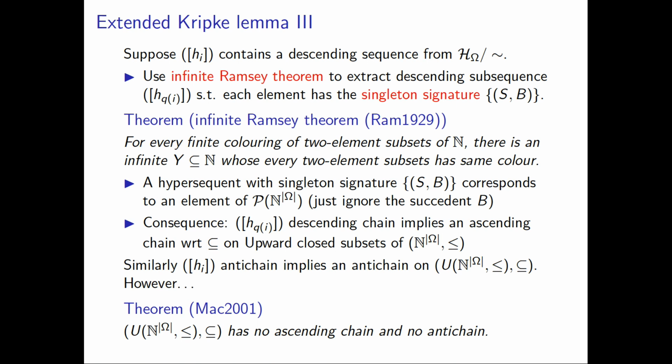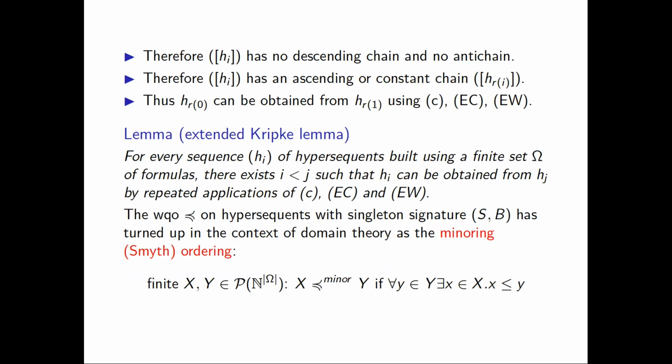However, at least since 2001, it is known that such ascending chains do not exist, and there is no anti-chain on the upward closed subsets. And therefore, we conclude that this sequence has no descending chain, and therefore we can obtain the result that there must be an ascending or constant chain, and the result follows.